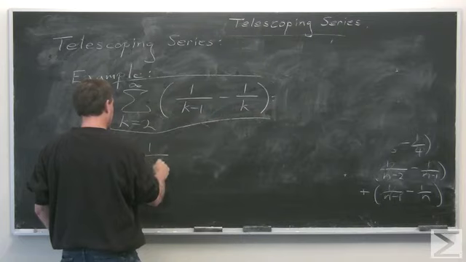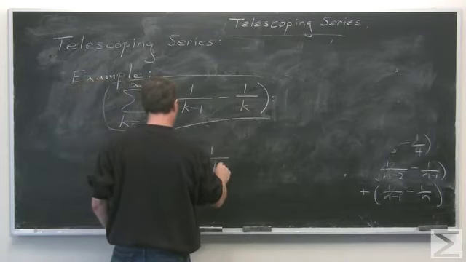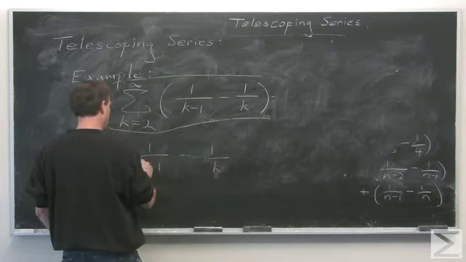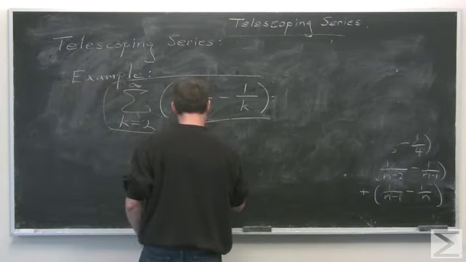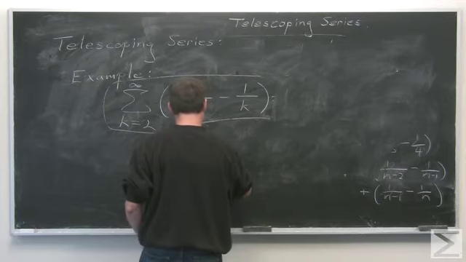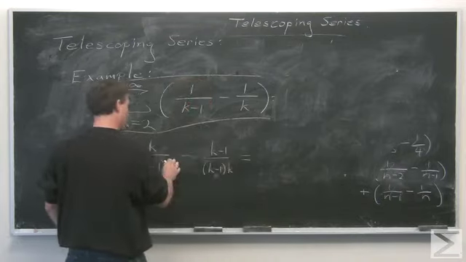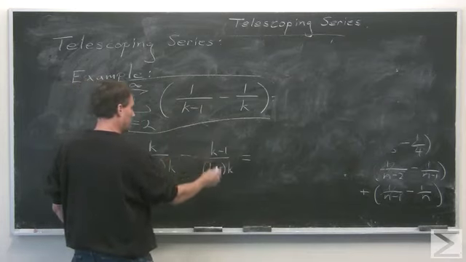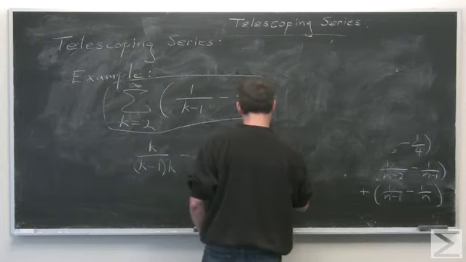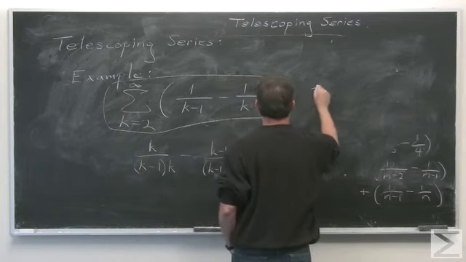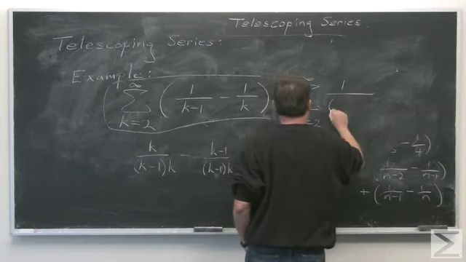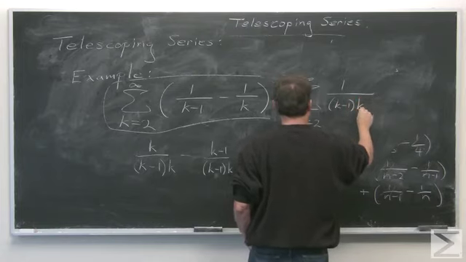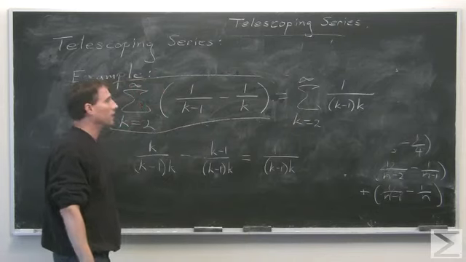So you take 1 over k-1 minus 1 over k, common denominator, k times k-1, so you multiply this by a k in the numerator and denominator. Multiply this by a k-1 in the numerator and denominator. And then you subtract the numerators, the k's cancel, and the minus minus, you get plus 1 over k-1 times k. So these are the same series. The terms are exactly the same. We've just done some algebra to write them in a different looking way.